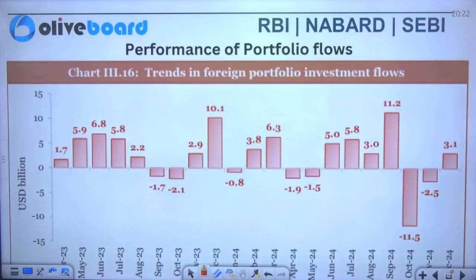Okay. Now we'll see the performance of the portfolio flows here. Specifically, if I see the period of 2024, it is 3.1%.